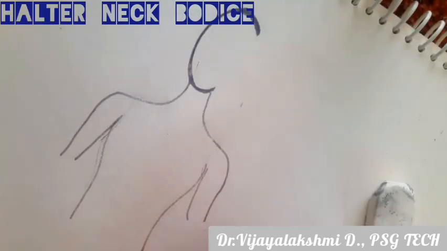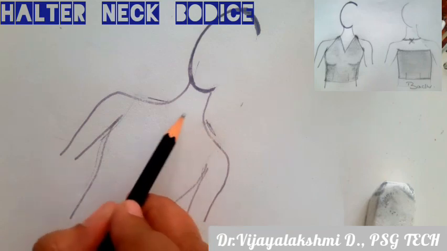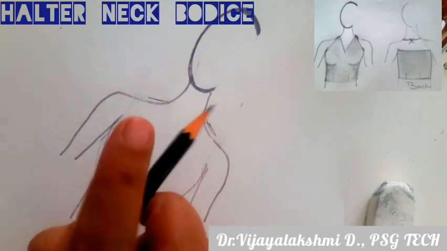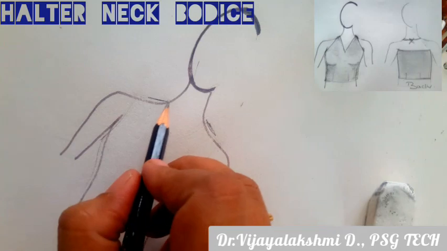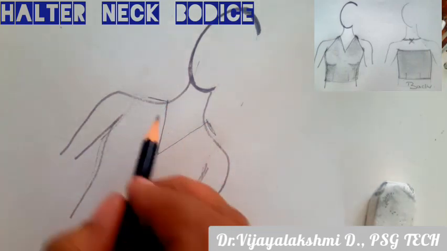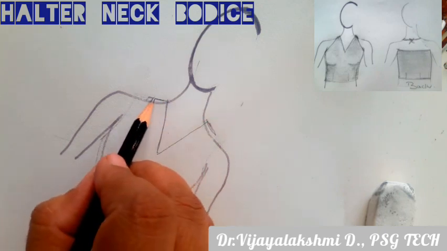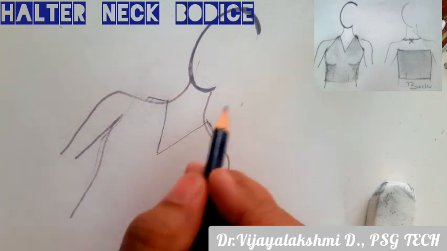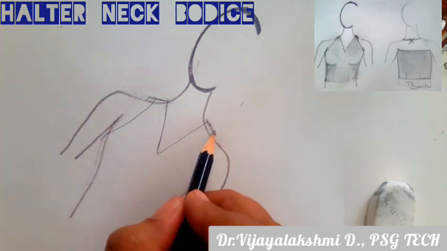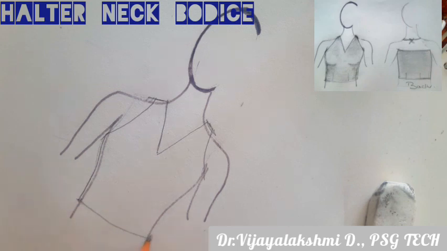Next we'll check the halter neck bodice. Halter neck is a high neck, like the shoulders will be high. Either the neck can be lowered or it can be high, and this depends upon the design element, the width of the strap or whatever you're going to tie at the back. Again it's going to be a figure hugging silhouette.